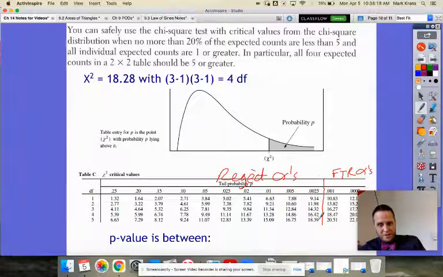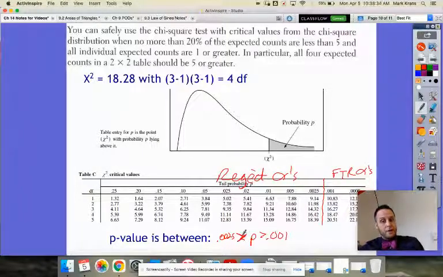Okay, so my p-value is somewhere between 0.0025, so it's smaller than 0.0025, but bigger than 0.001.